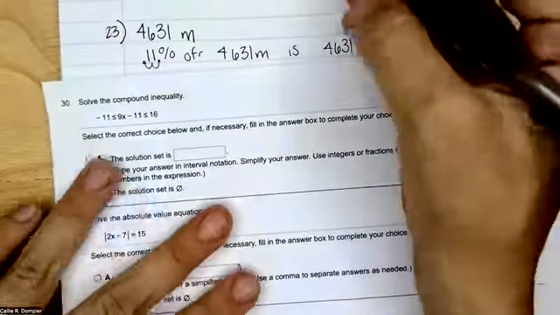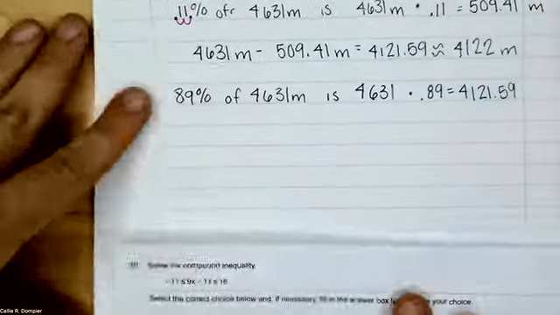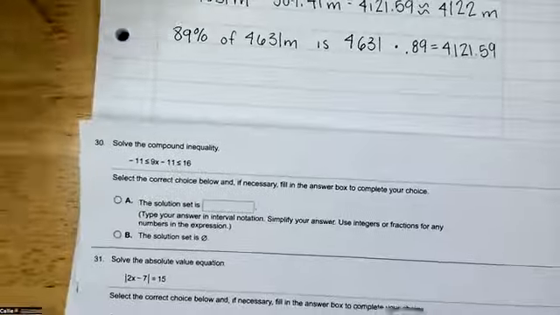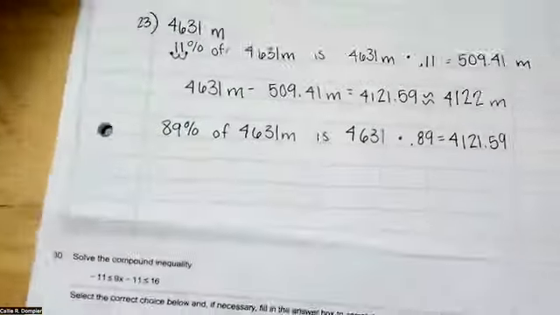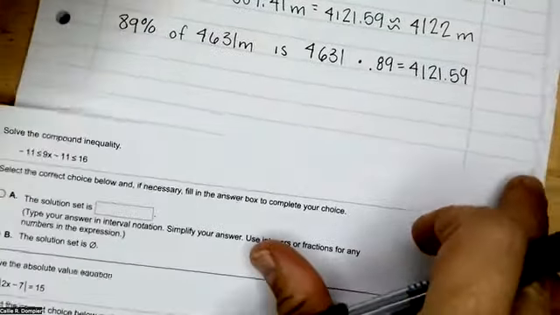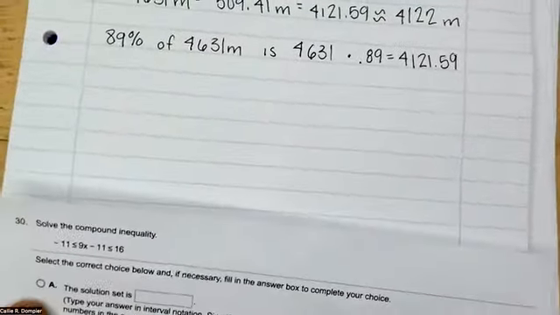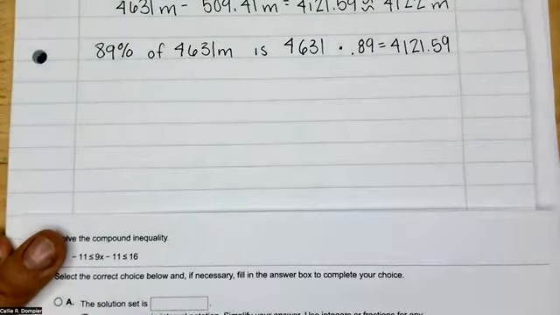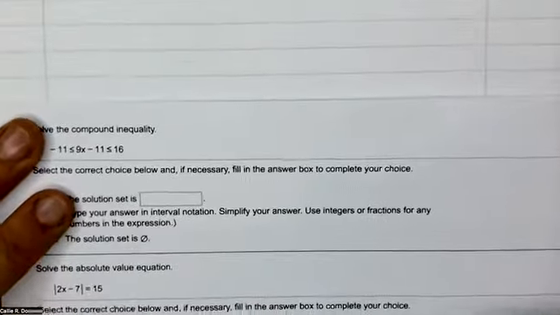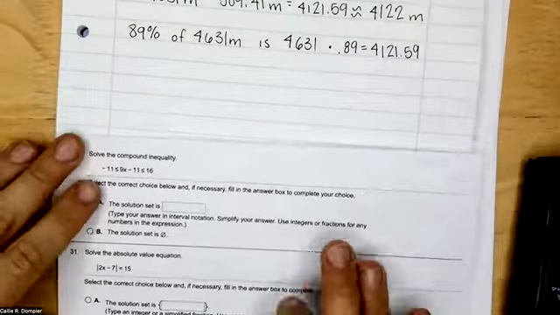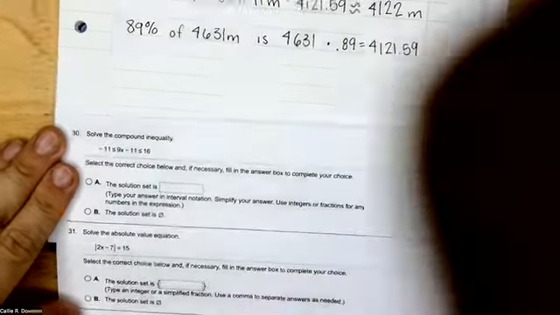All right, number 30 says, sorry. It just feels so crooked.